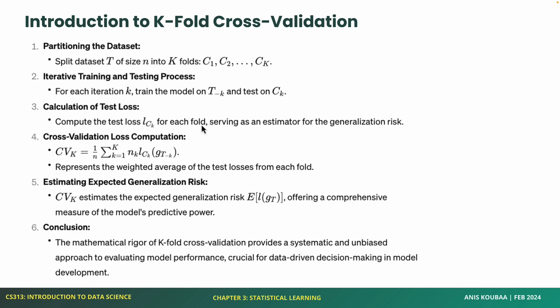And we calculate the loss, which is L for the fold CK, the test loss. And finally, we can calculate the average, which represents the weighted average of the test loss for each fold. And this represents an estimator of the expected generalization risk based on the testing data set. Now, we don't have only one testing data set, but it varies from one to another, and this will give a better overview.